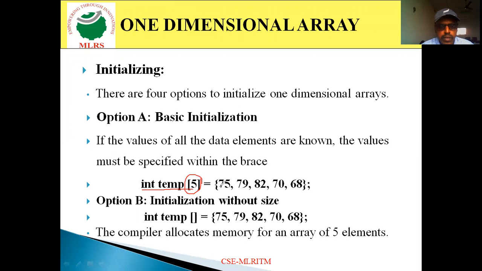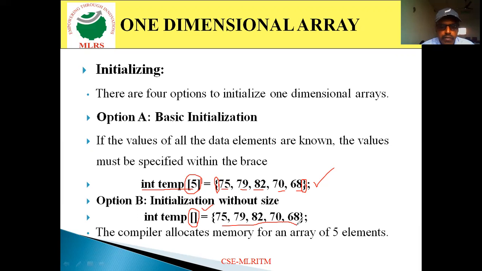int temp[5] = {75, 79, 82, 70, 68}; with the open curly brace, the values, the close curly brace, and a semicolon. This is the way we initialize the list of values to the one-dimensional array. Similarly, we can also initialize the list of values in another format, that is, without specifying the size of the array. Here I didn't specify any size. We just initialize or assign the list of values like this.